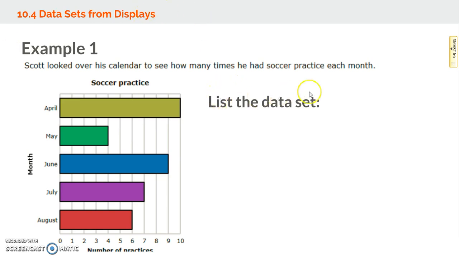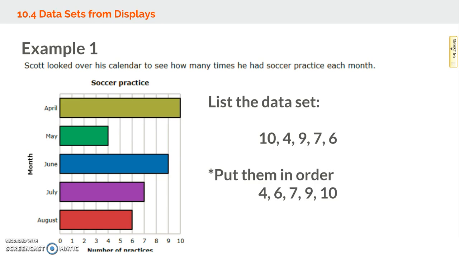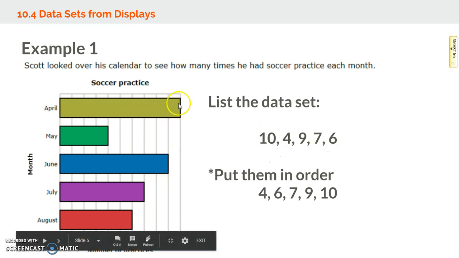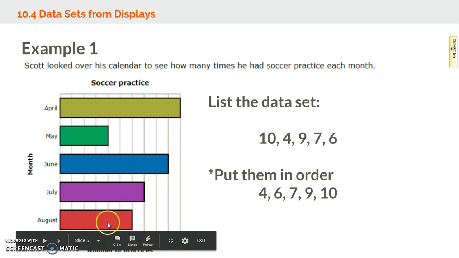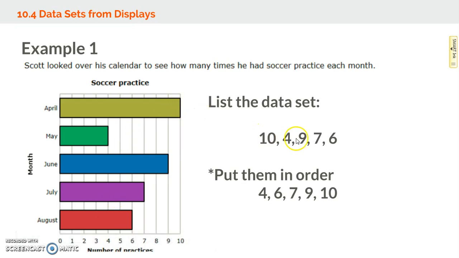All I'm asking for you to do here for example 1 is just to list the data set. So being able to read the bar graph and create your data. Alright, so this is what I want you to write down here. Here's our information. If you look here at each bar, so April goes to 10, so there's going to be a 10 in our number. May goes to 4. June goes to 9, July is at 7, and August is at 6. So we put those numbers.